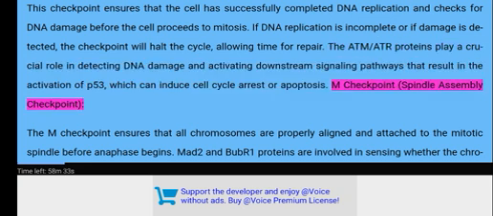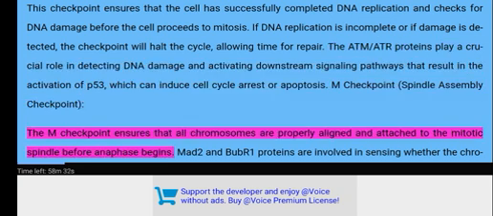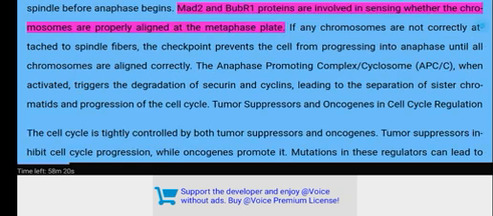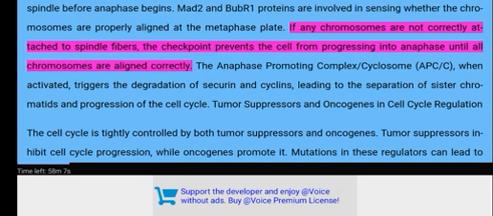that result in the activation of P53, which can induce cell cycle arrest or apoptosis. M checkpoint, spindle assembly checkpoint. The M checkpoint ensures that all chromosomes are properly aligned and attached to the mitotic spindle before anaphase begins. MAD2 and BUBR1 proteins are involved in sensing whether the chromosomes are properly aligned at the metaphase plate. If any chromosomes are not correctly attached to spindle fibers, the checkpoint prevents the cell from progressing into anaphase until all chromosomes are aligned correctly.